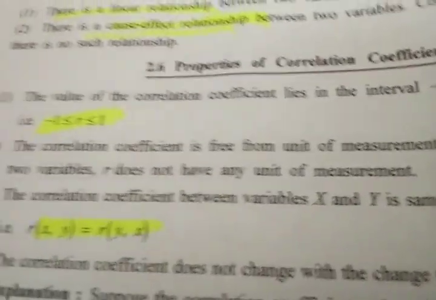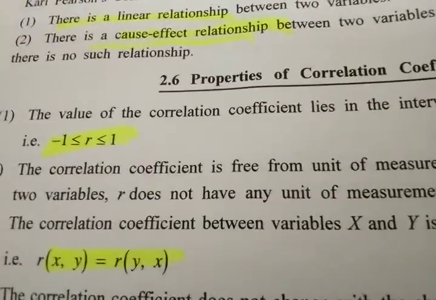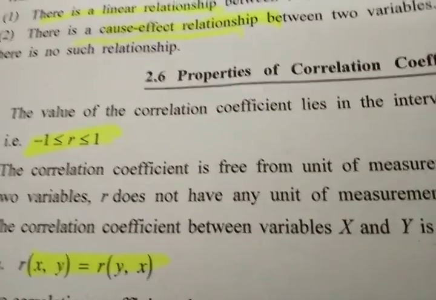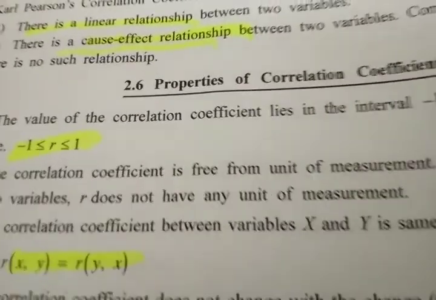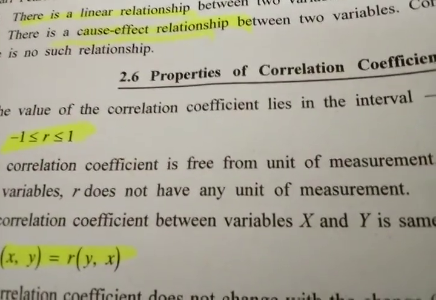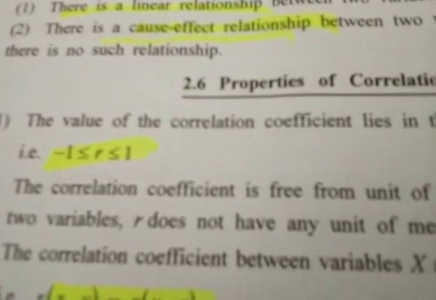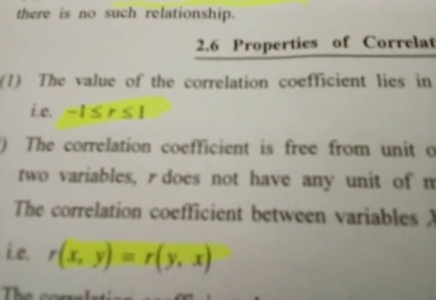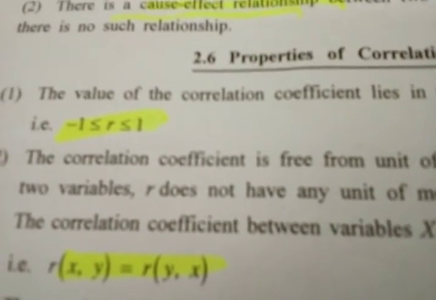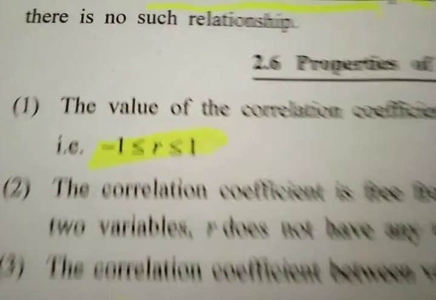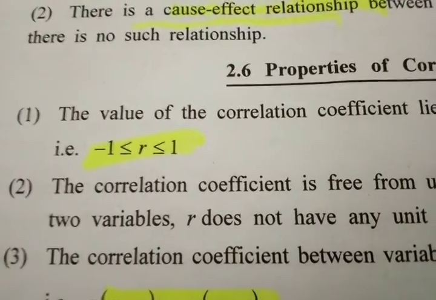Properties of correlation coefficient. Also very important from your exam point of view. The value of correlation coefficient lies in the interval -1 and +1. Okay, -1 and +1. So we can say R lies between -1 and +1, that is -1 less than or equal to R less than or equal to 1. That is the point here.